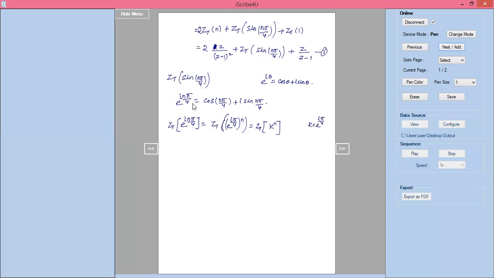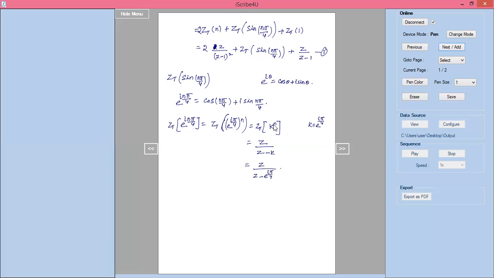What is the Z transform of k power n? See, I'll write it now. This one I simplified. e power i n pi by 4, I have written as e power i pi by 4 whole power n. This e power i pi by 4 I am taking as k, so it becomes k power n. Now, the Z transform of k power n is nothing but z by z minus k. In the place of k, I am writing here z minus e power i pi by 4.